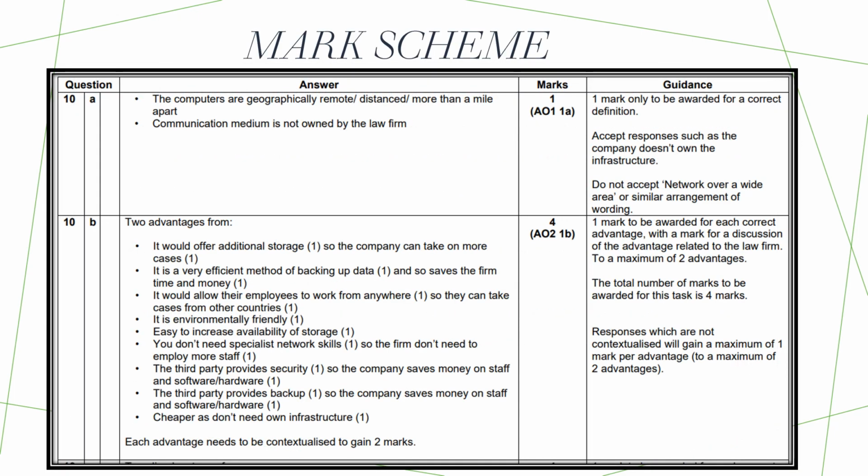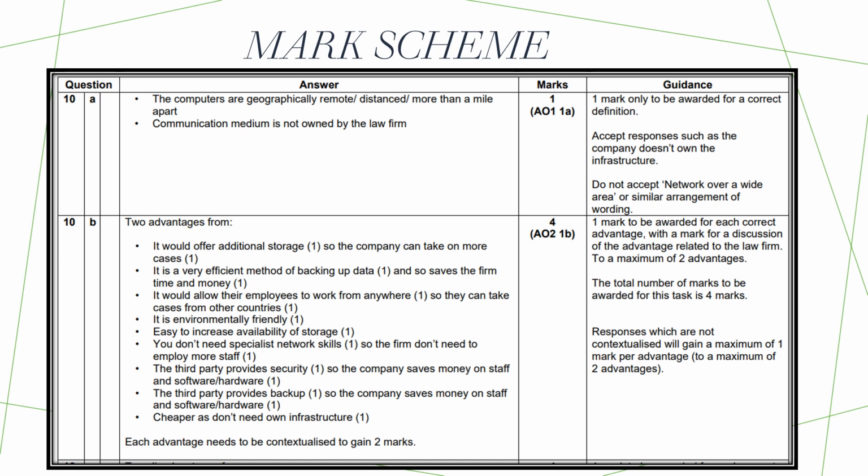Okay, so question 10a mark scheme says the computers are geographically distant. So in other words, over a large geographical area. That's the most common answer that people write down. You could also talk about how the infrastructure is not owned by the business, it's owned by the internet service provider instead.